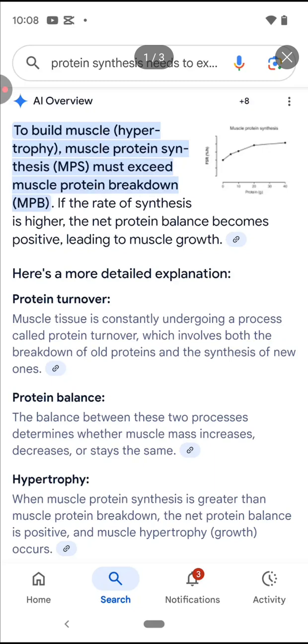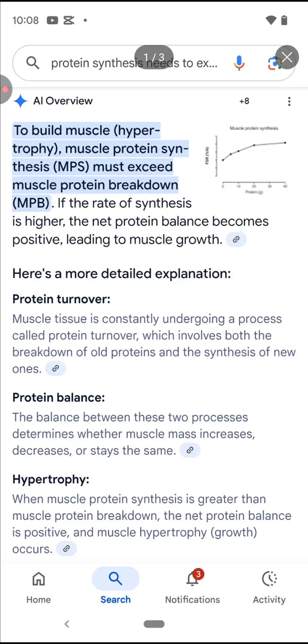It's part 2 on, again, protein synthesis must exceed breakdown to see that mass on that myofibrillar. So we're going to go over part 2 again, because I think some people just don't understand in the comment section. So I'll go over this one more time, man.